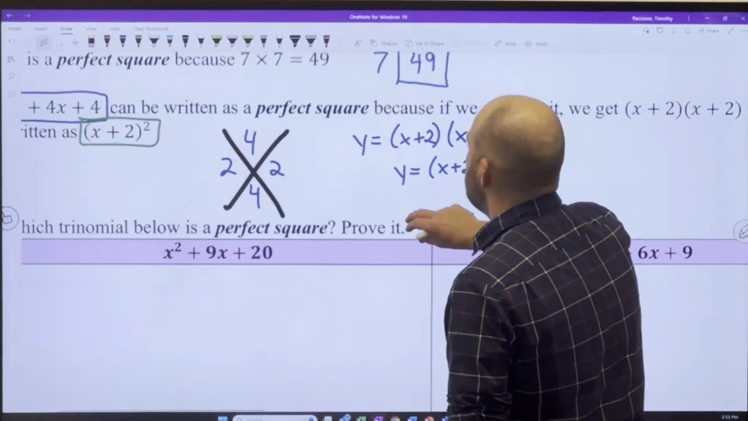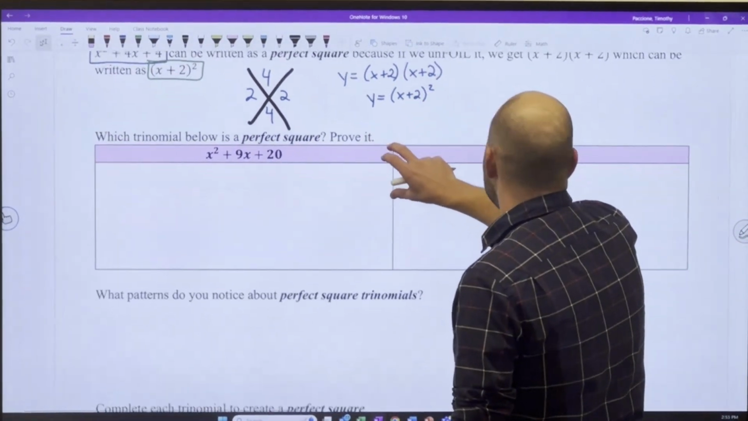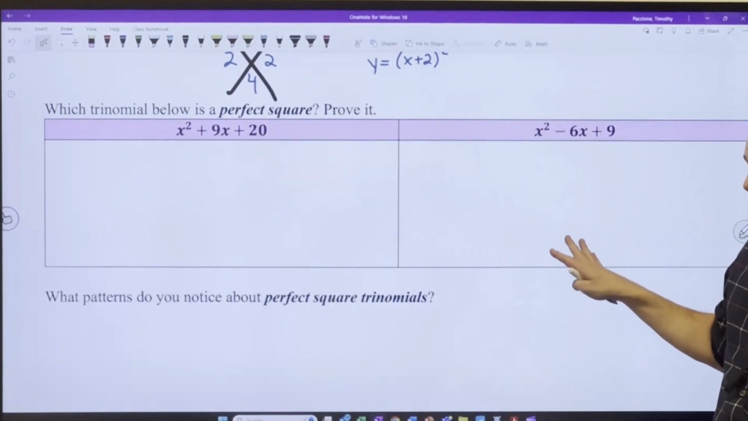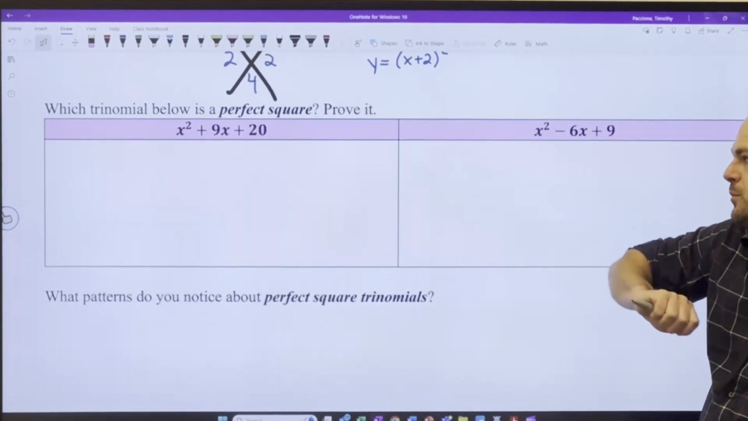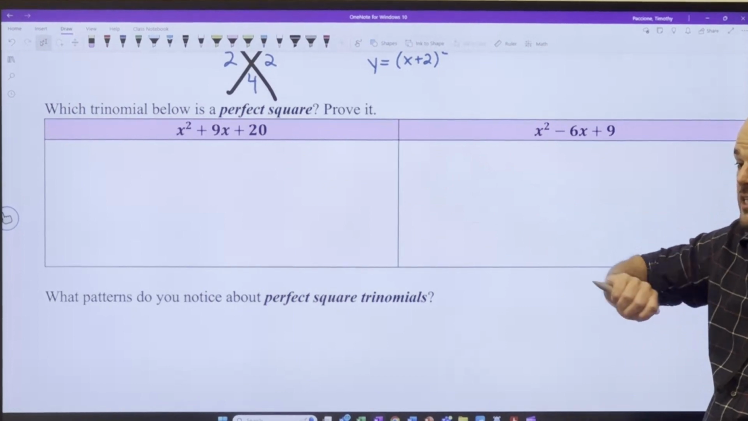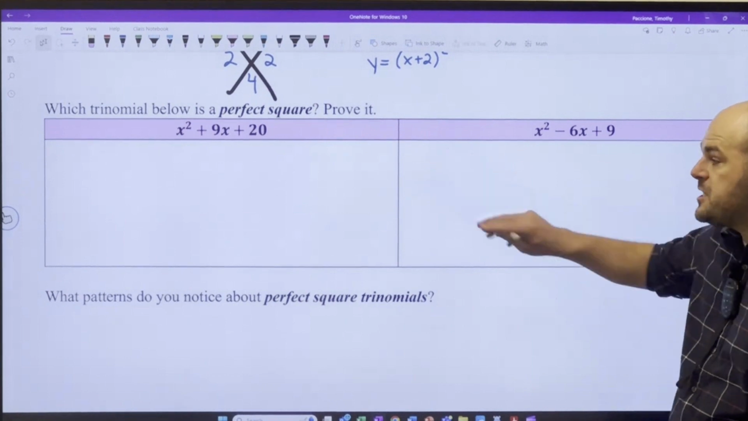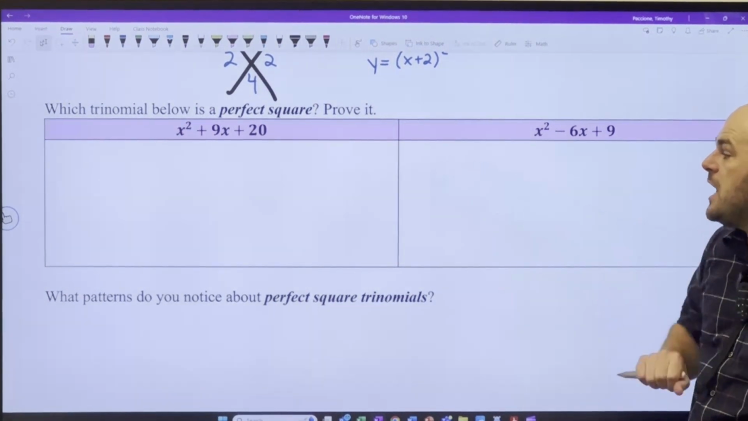Now let's make sure we can identify perfect squares and we know what they are. It says, which trinomial below is a perfect square, and prove it. Have we all got a chance to do this yet? Okay, I'm going to give you a few minutes. You've got to magic x both of these, and then tell me which one's a perfect square.